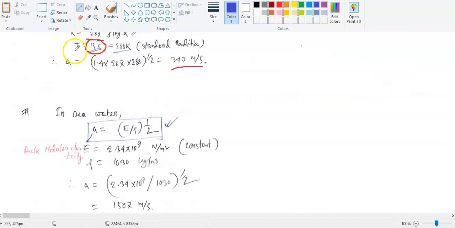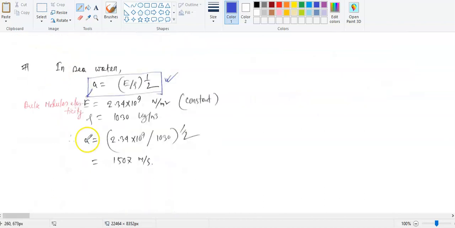So for seawater, the equation will be a little different. You see it is a equals E over rho, all to the power of a half. That means this is the square root. E is actually the bulk modulus of elasticity, a is the sound speed, and rho is the density. So the bulk modulus of elasticity for seawater is 2.34 times 10 to the power 9.